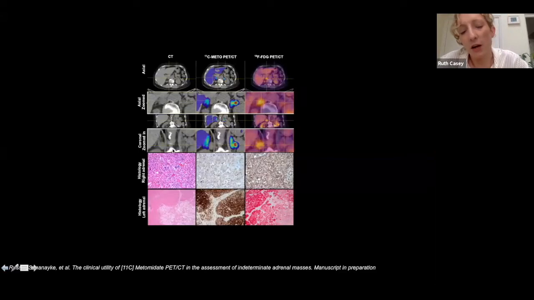Histologically, the right-sided lesion was confirmed as a pheochromocytoma, and the left-sided lesion was confirmed as a lipid-poor, actually, adrenocortical adenoma. But this correlated with what we found on imaging. So this suggests that using a combination of molecular imaging modalities, including 11C metomidate, might help us better differentiate between adrenal pathologies so that we can make the correct management decisions for our patients.